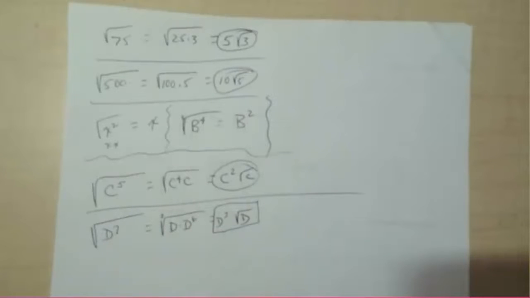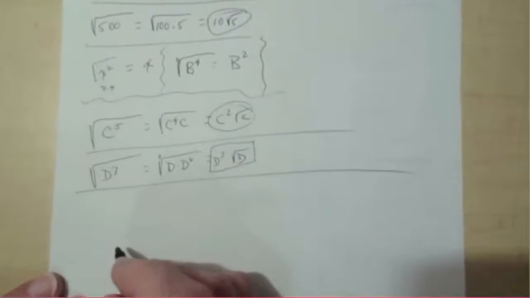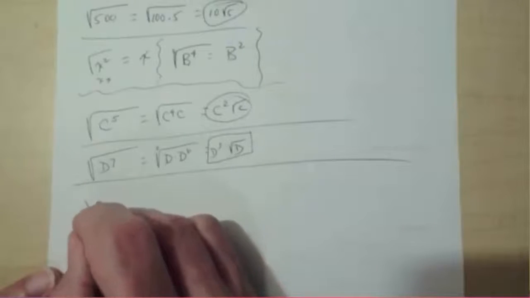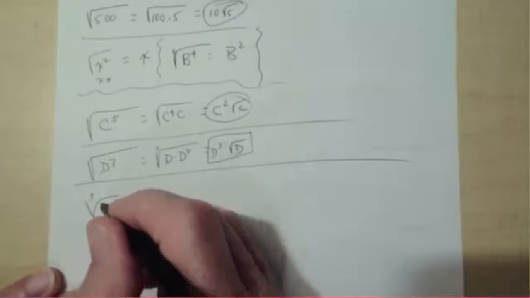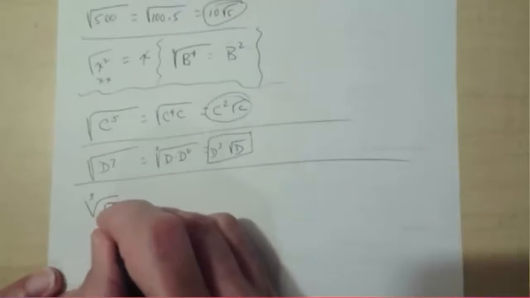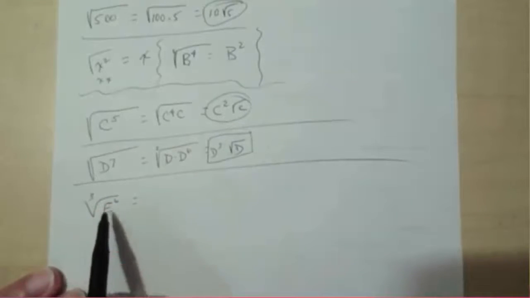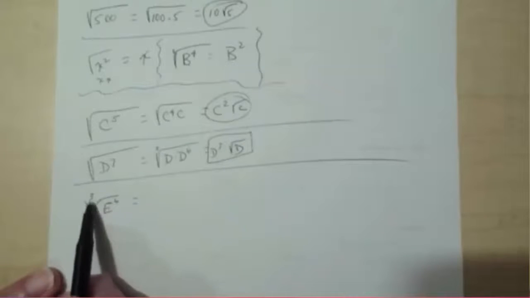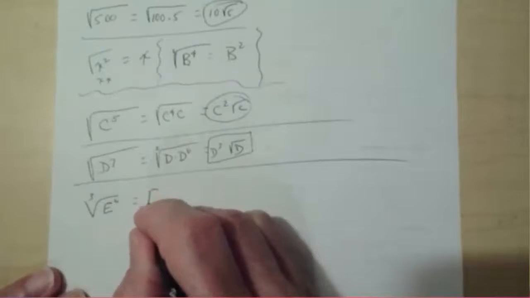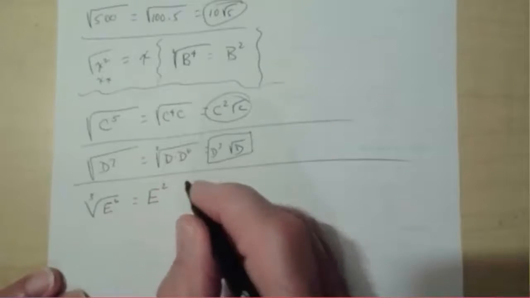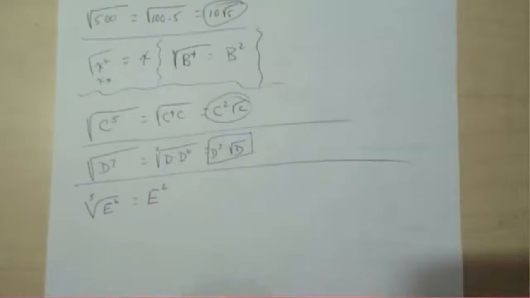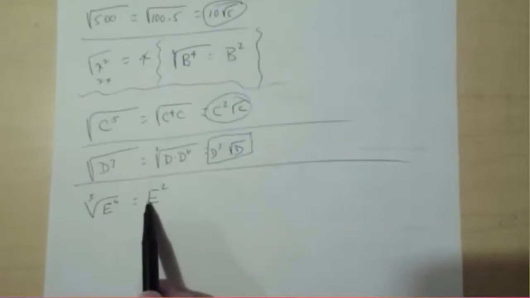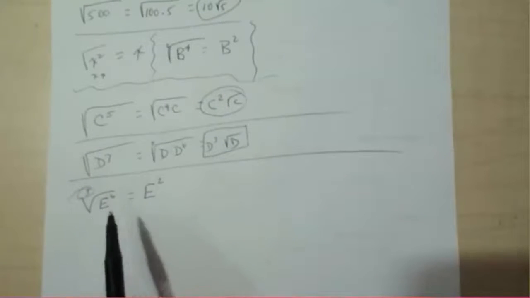So what if we have this? What if we have the cube root of e to the 6th? Now again, all we're going to do is divide the 6 by 3, and we get e squared. Remember now, if we do it backwards, what we want is e squared times itself 3 times. e squared is e to the 6th. So we're correct.